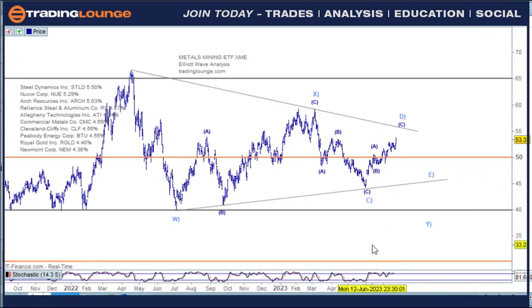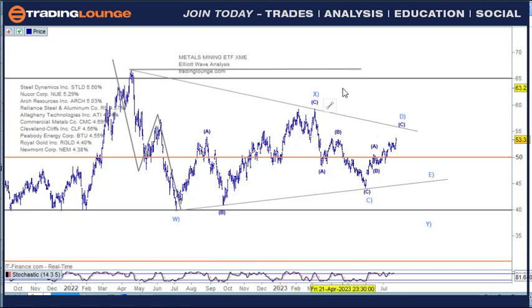Okay, over to the base metals. I think the good news about this particular pattern, this is the EMX here, is that this move here is in 3 waves. That's corrective. At some time in the future, that top is going to be taken out.